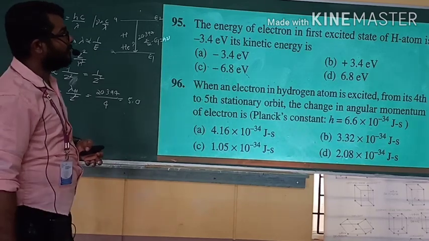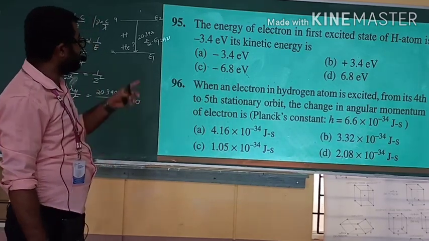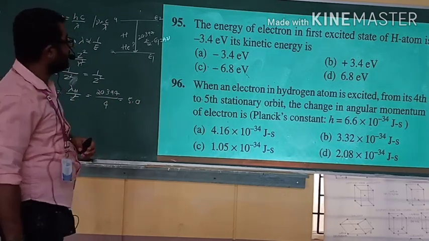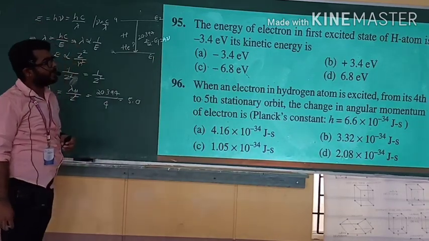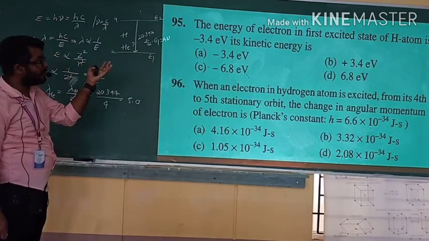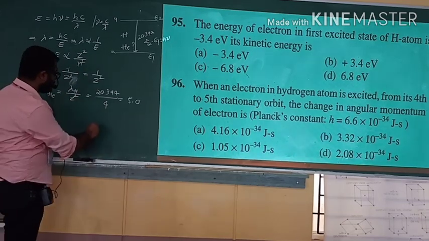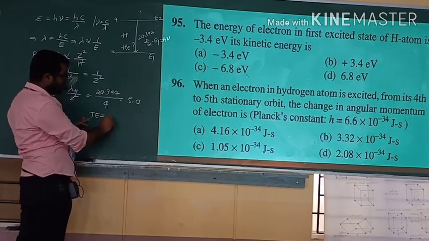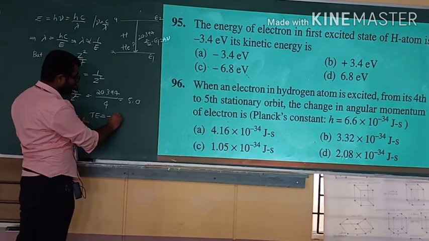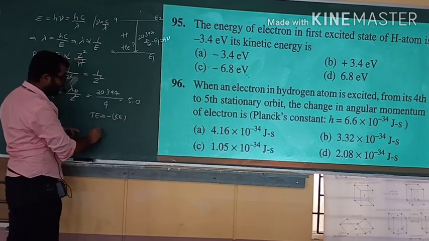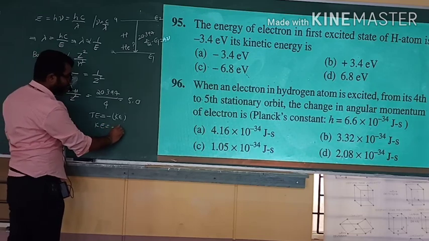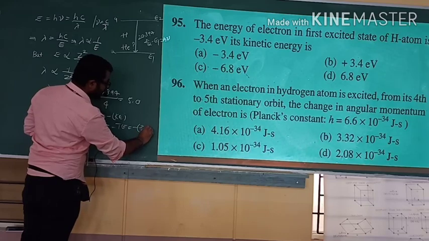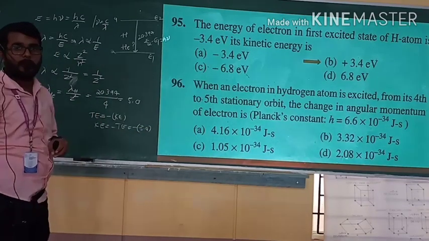The energy of the electron in the first excited state of the hydrogen atom is minus 3.4 electron volt. Its kinetic energy is? So we have to find out the kinetic energy. What is given there is the first excited state energy, so the energy is given. Total energy is equal to minus of kinetic energy. So if we need kinetic energy, kinetic energy is equal to minus of total energy. Here minus 3.4 is given, so minus of minus 3.4, the answer will be plus 3.4.